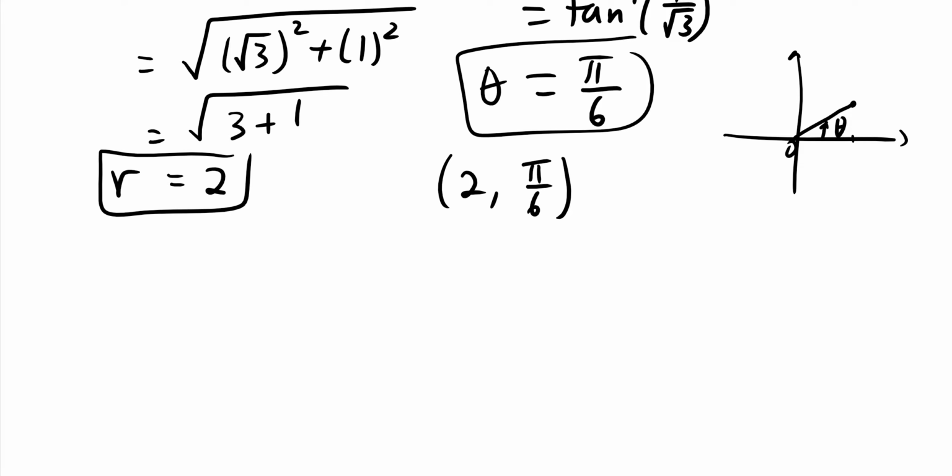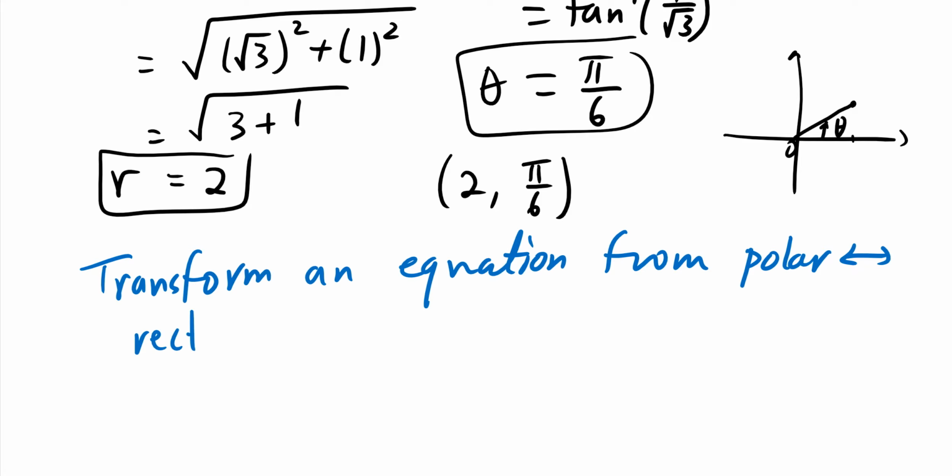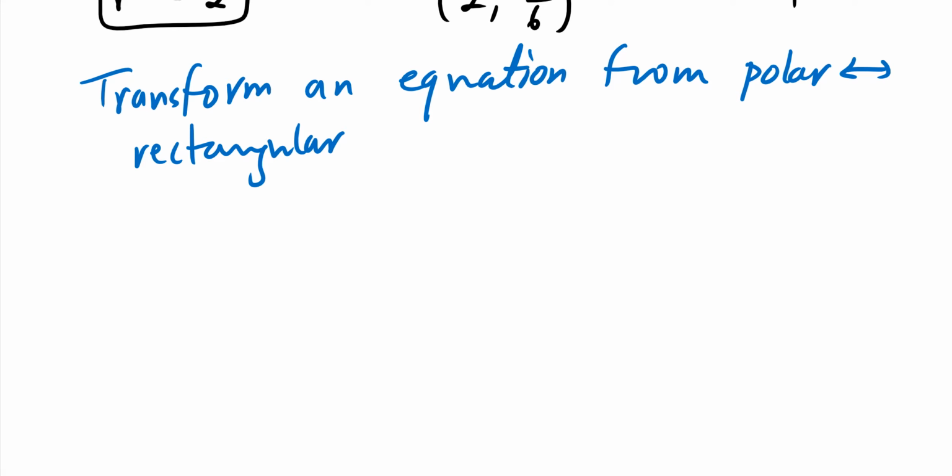Next one, how do we transform an equation? It could be polar or rectangular, either way, from polar, I'm gonna put an R like this, to rectangular. Well, let's look at an example. Let's say R equals 5 sine theta. How do we convert this to rectangular?